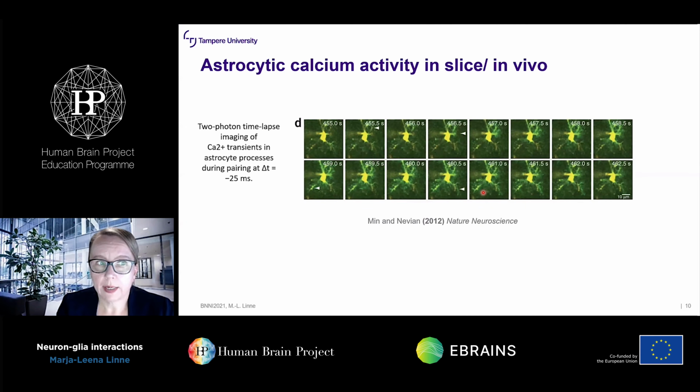But now we are able to also measure this calcium activity in astrocytes in vivo and in slice. Here is an example from Min and Nevian 2012 of 2-photon time-lapse imaging of calcium transients in astrocyte processes and how it develops with time when you use the type of pairing protocol for STDP that Ausra was explaining in the previous lecture.